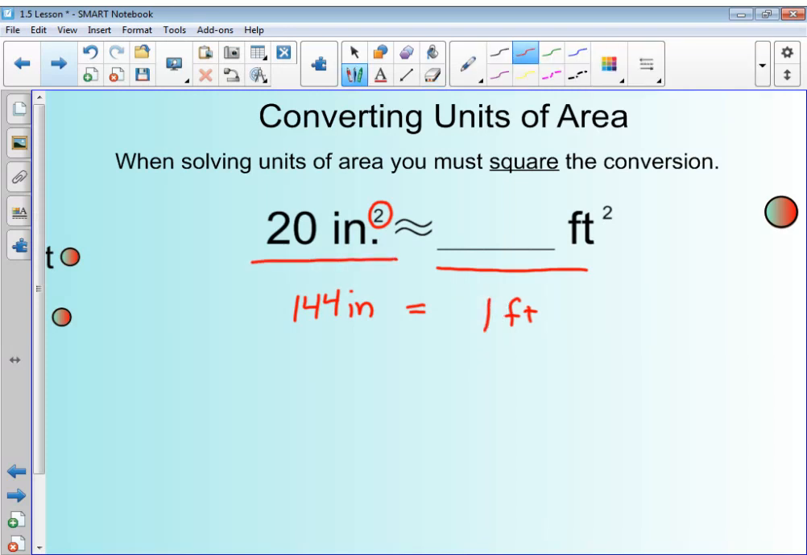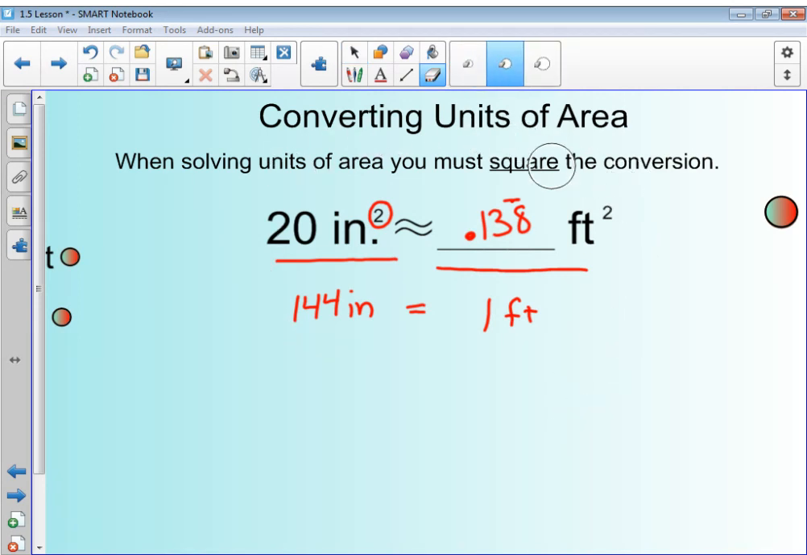Now I get to go back to doing what I was doing yesterday, and I'm going to cross multiply divide. So 1 times 20 is going to give me 20, and in this sample we're actually going to end up with a really small number. So then 20 divided by 144 is going to give me 0.138 repeating. So we'll just go ahead and write it out like this. Okay, so 20 inches squared is the same as 0.138 feet squared. Okay, so let's go ahead and try another one.